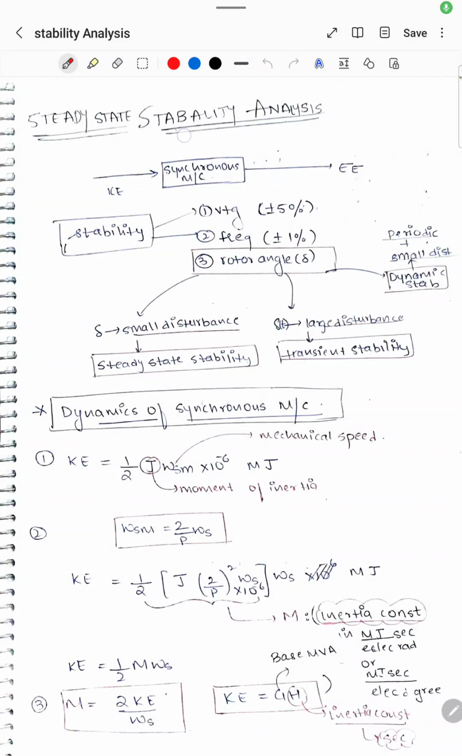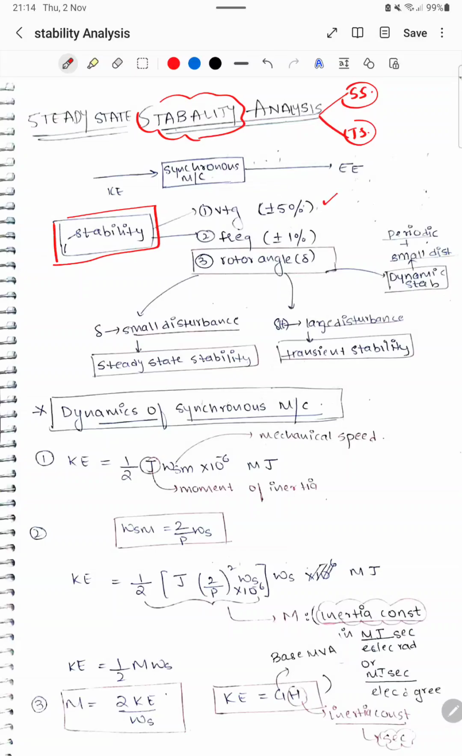We'll be looking at stability analysis. In stability analysis, there are two parts: steady state stability analysis and transient state stability analysis. The first part is what we'll be trying to cover today, that is steady state stability analysis. Steady state stability can be of three types: voltage, frequency and rotor angle stability.